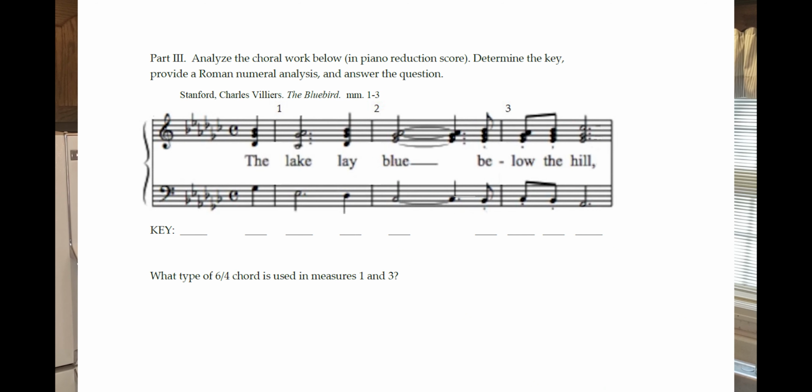What key are we in? Do we have a lot of non-chord tones? I'm going to suggest that there are no non-chord tones in this example. I think every note can belong to a chord. So, determine the key, provide a Roman numeral analysis, and then answer this question. What type of 6/4 chord is used in measures 1 and 3? We got that, that's no sweat.